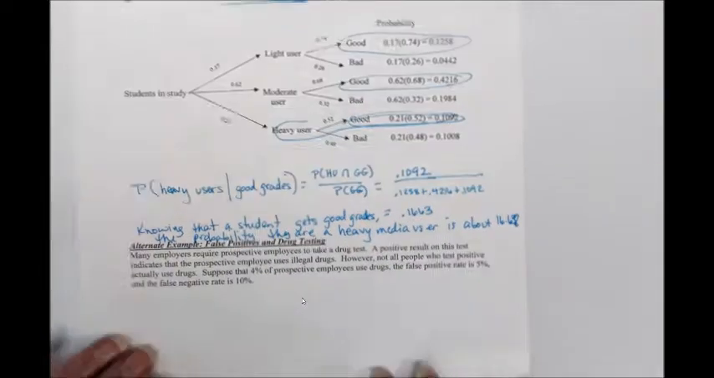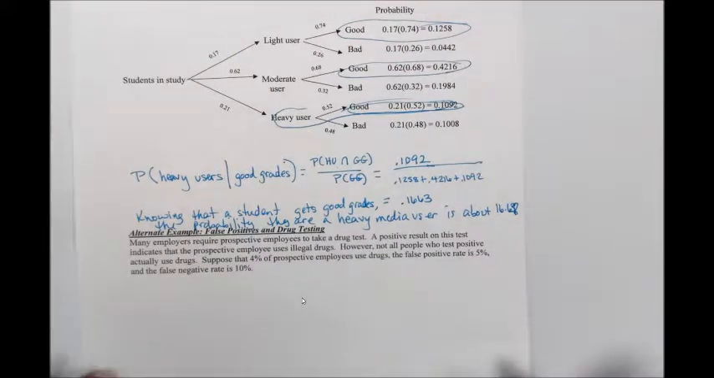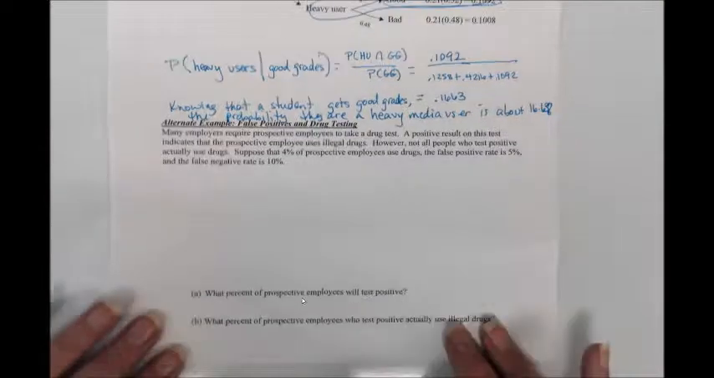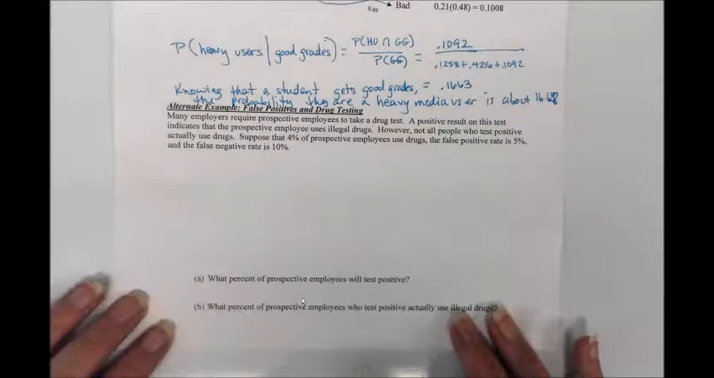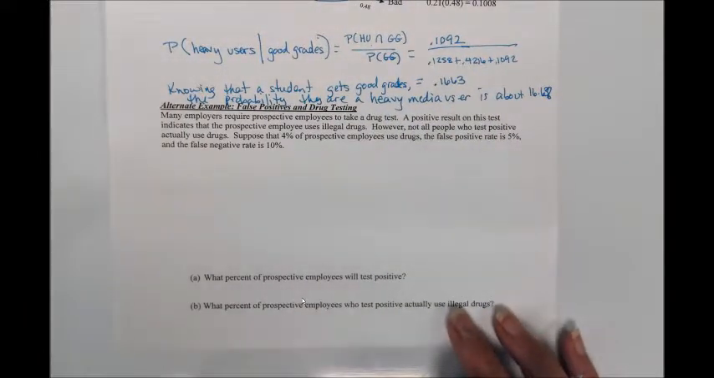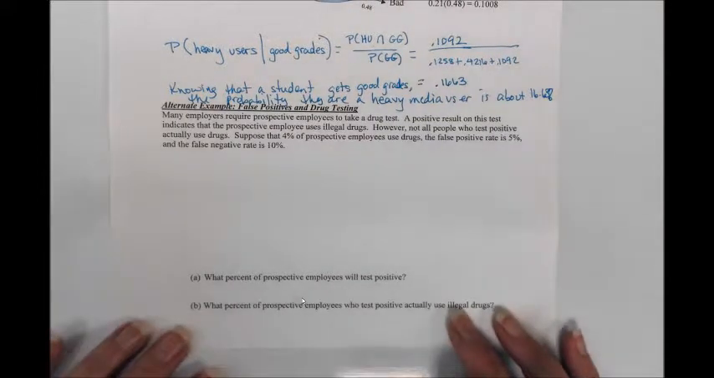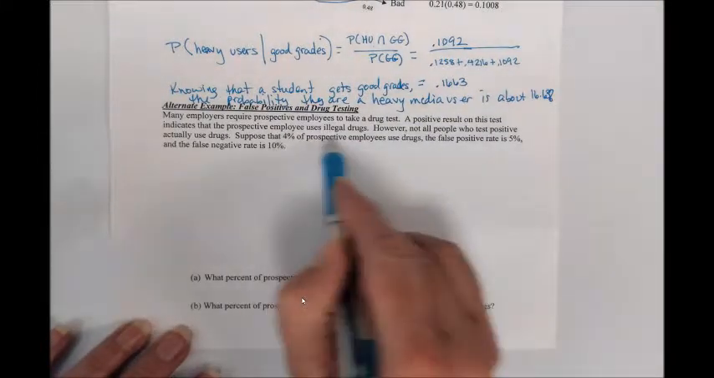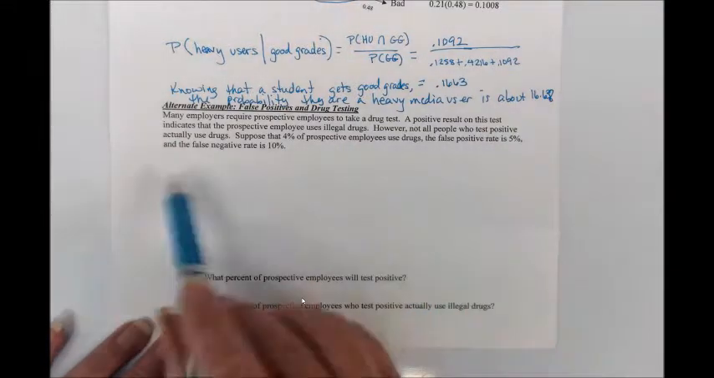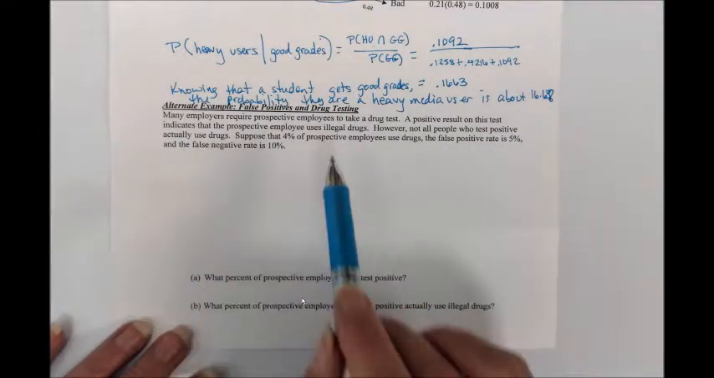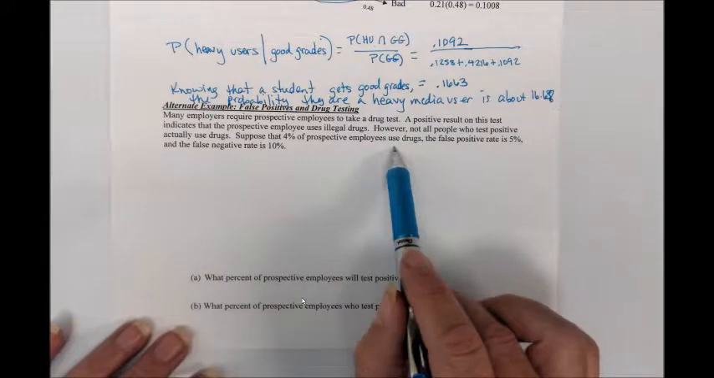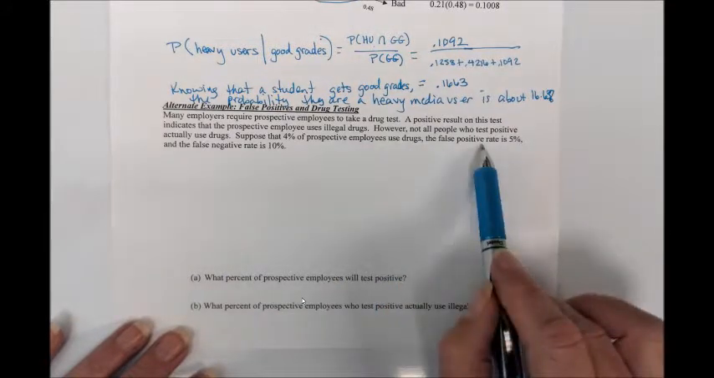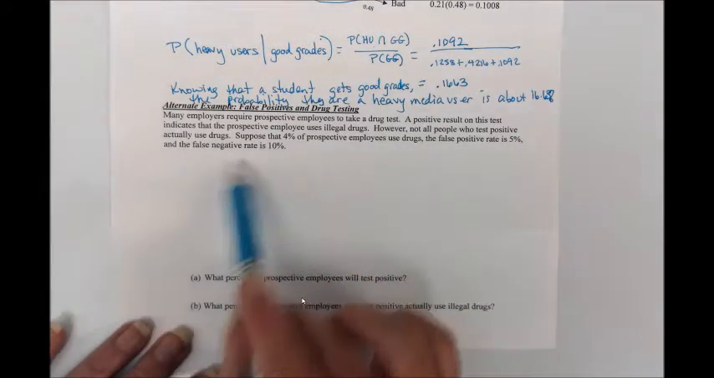All right, last one here. So false positives and drug testing. Many employers require prospective employees to take a drug test. A positive result on this test means that they use illegal drugs. However, not all people who test positive actually use illegal drugs. Suppose 4% use drugs. The false positive rate is 5% and the false negative rate is 10%.